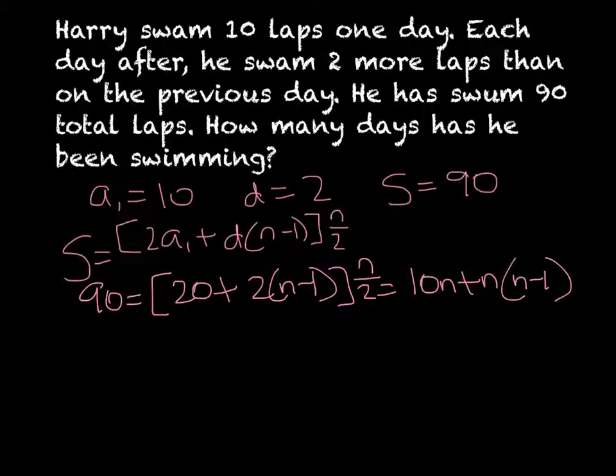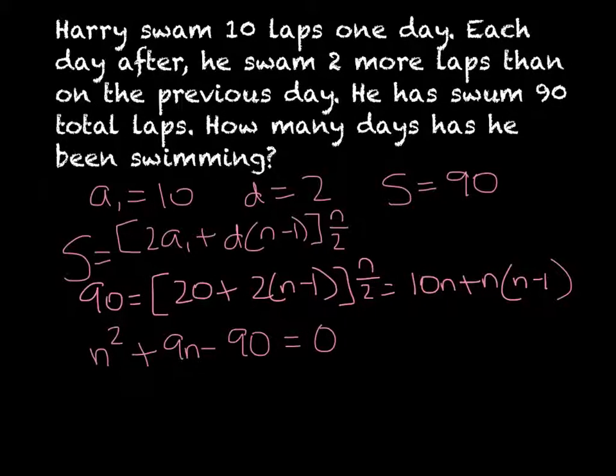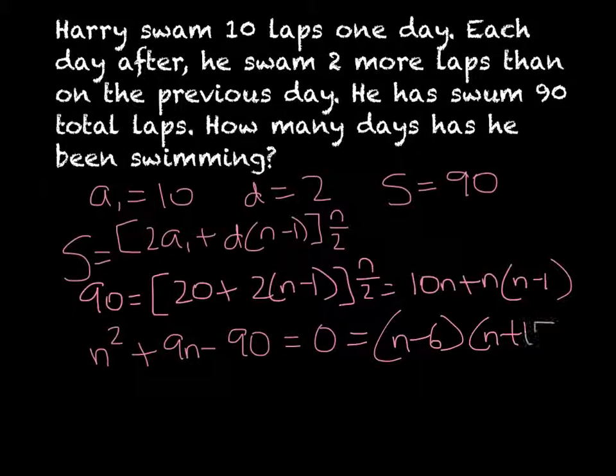With a little bit of rearranging, we get that that equals n squared plus 9n minus 90 equals 0. We can factor that as n minus 6 and n plus 15. And our only positive solution for n is n equals 6. So that means that Harry has been swimming for 6 days.